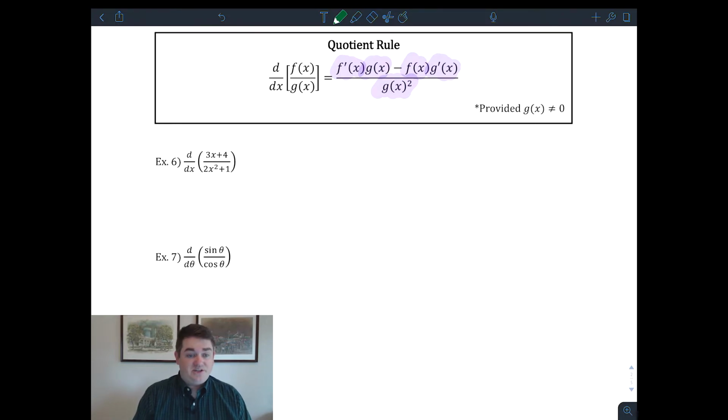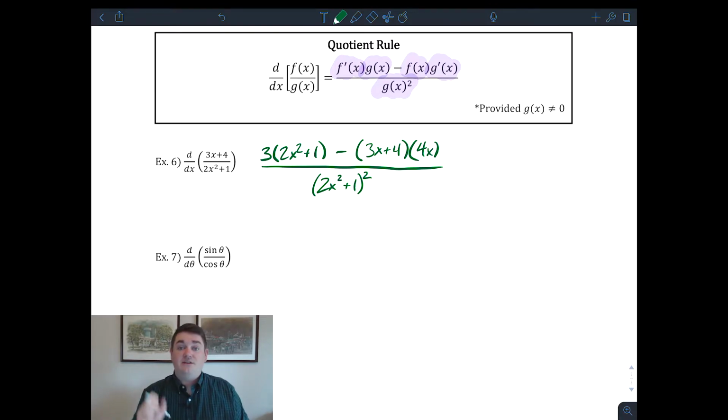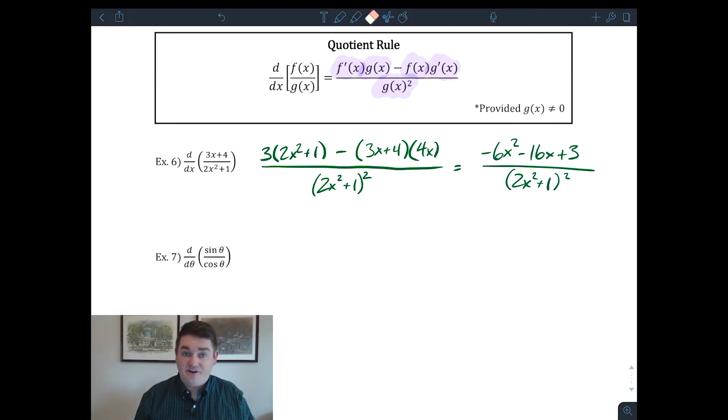So here we go. Example 6. Take the derivative of 3x plus 4 divided by 2x squared plus 1. So using the quotient rule, I'm going to take the derivative of the top, that's 3, times the bottom, 2x squared plus 1, minus the top, 3x plus 4, times the derivative of the bottom, that's going to be 4x, over the bottom squared. Now, a common mistake for students is to take a derivative in this denominator here. You're just going to copy and paste that denominator, but square it. And we can do a little bit of simplifying here, but generally speaking, with the quotient rule, it's hard to really make something simplify very neatly.